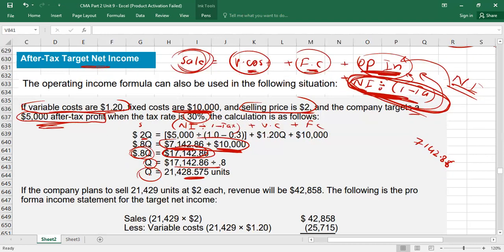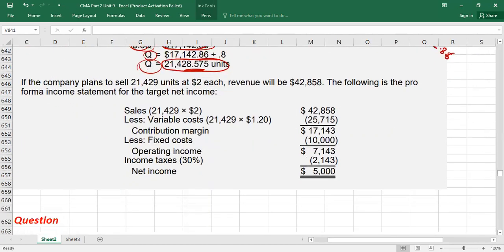Now you can prove it here, because if you sell this many units, it will leave an after-tax income of 5,000. We can prove it through the income statement. So let's have a look. First we'll write sales. I'm taking the same units as the rounded value, 21,429, multiplied by selling price of 2. It is equal to this much sale. We'll deduct variable cost, 21,429 times 1.2, the variable cost per unit. So this will be your total variable cost.